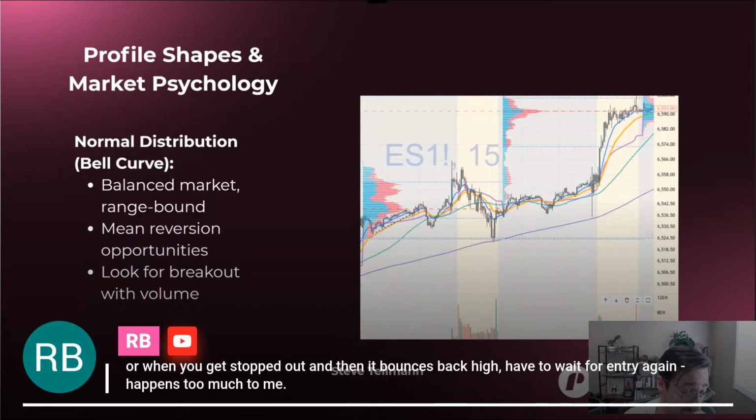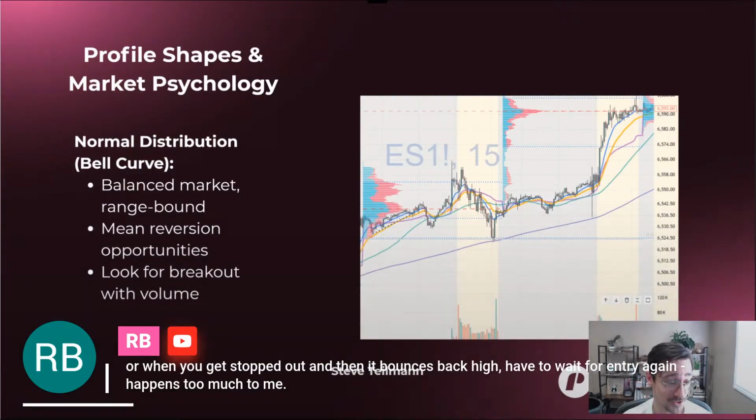Okay, or when you get stopped out and then it bounces back high, you have to wait for re-entry again. Happens too much. Absolutely. Because when it starts to break a range, you're like, oh man, I know this is bullish, I just want to get involved. But if everybody knows it's bullish, there are going to be some people who expect to fade that back and make sure it's real. If it's real, then they'll back test it and it'll hold. And then you get the high probability trade there. So yeah, absolutely. Just waiting for confirmation is always the way to go there.